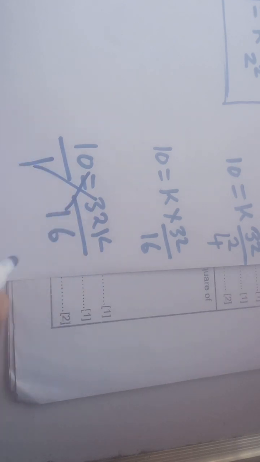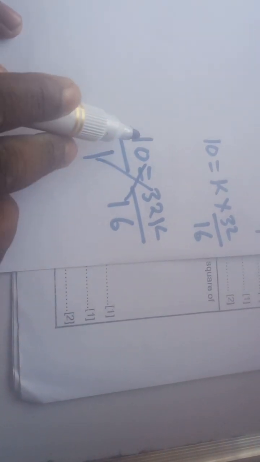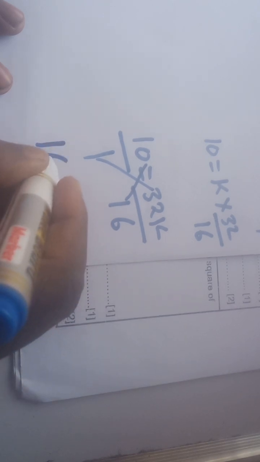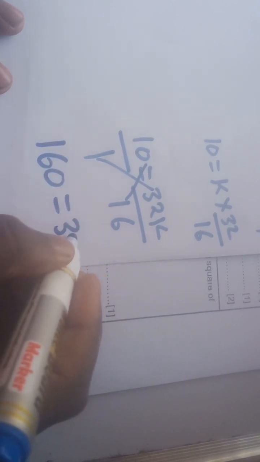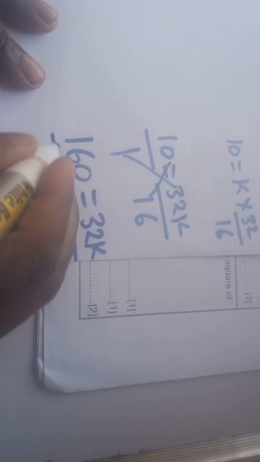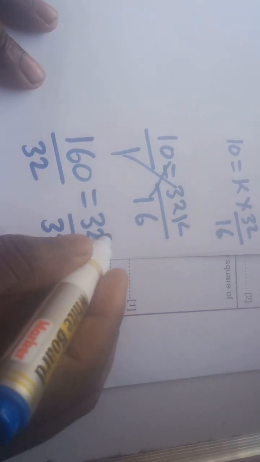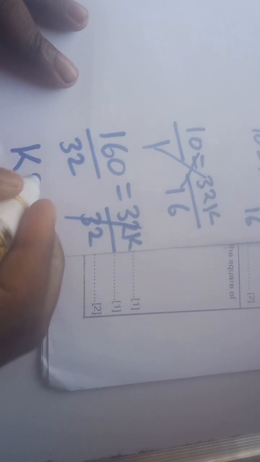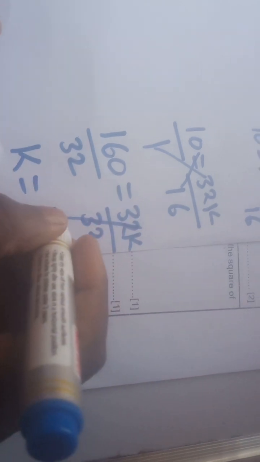You cross multiply. So there it becomes 10 times 16, you get 160 equals 32k. You divide both sides by 32, and you cancel. So k is equal to, how many times can 32 go into 160? It goes 5 times. So k is equal to 5.